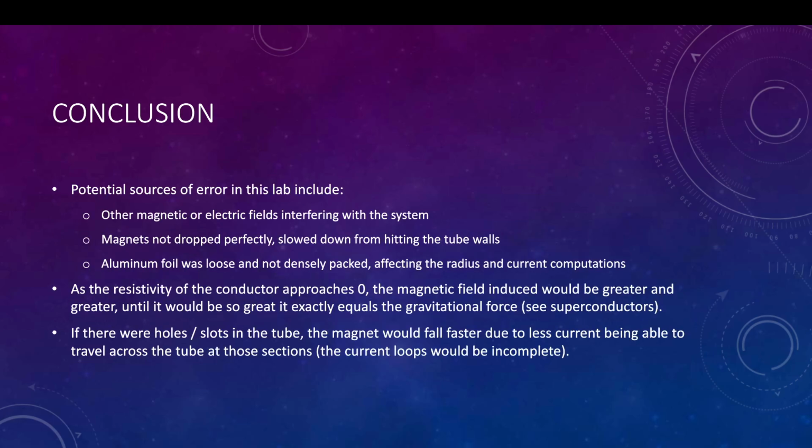Potential sources of error in this lab include other magnetic or electric fields interfering with the system, the magnets not being dropped perfectly, and the aluminum foil being loose and not densely packed.